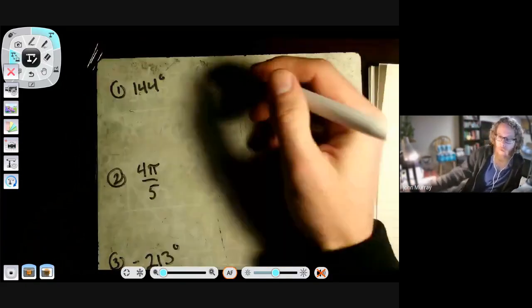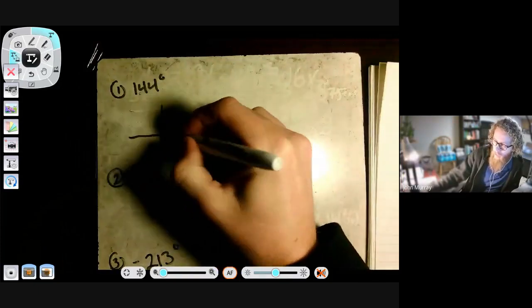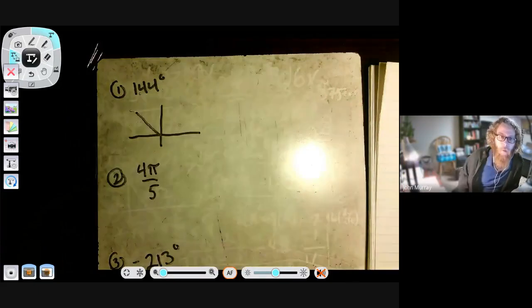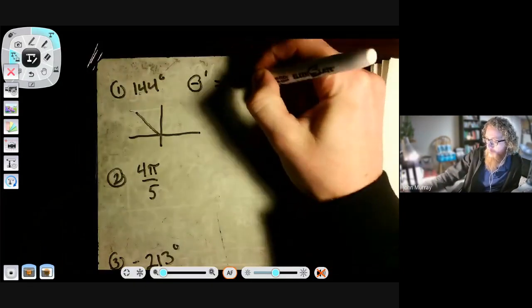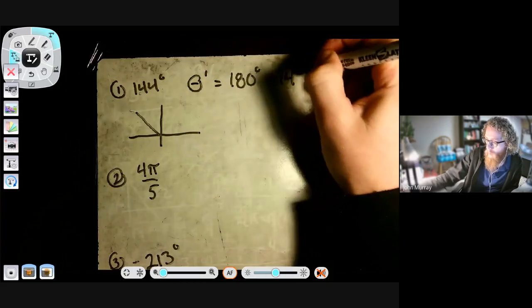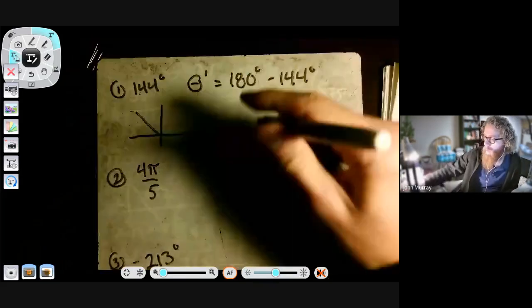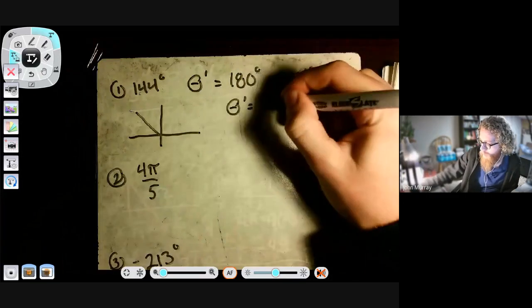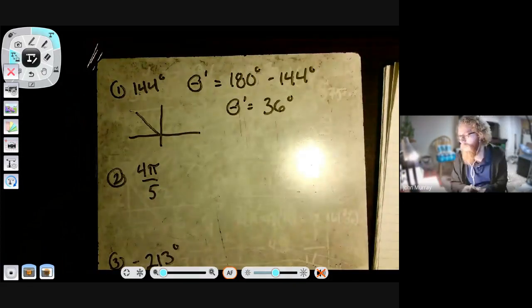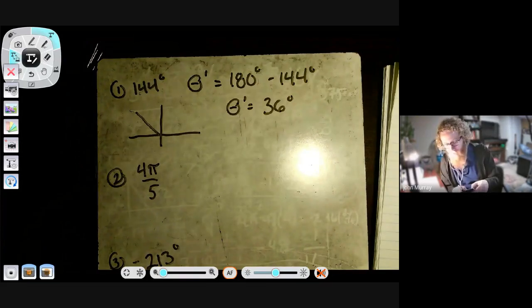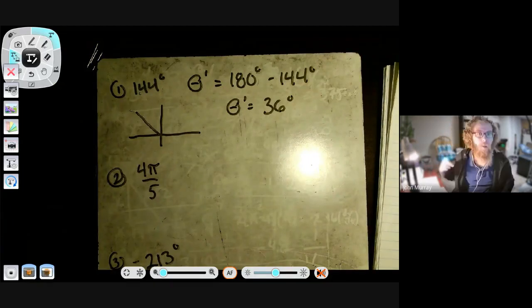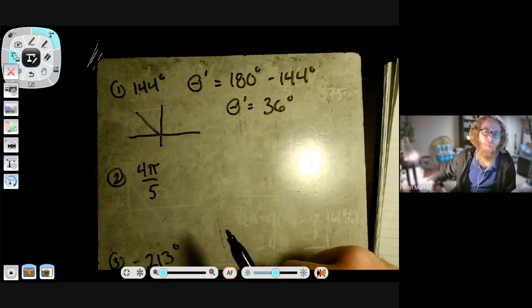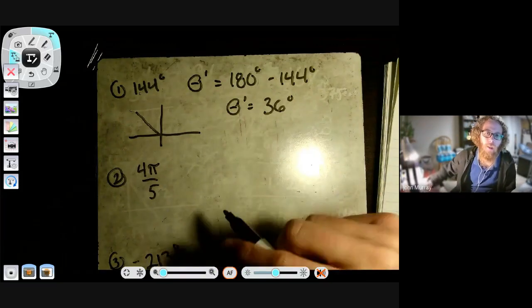All right, so 144 degrees. That will put us in the second quadrant, somewhere over here. So to find our reference angle, we're going to do 180 minus 144, and that will get us 36, I believe. 36 degrees would be our reference angle. Let me just double check. Yes, 36. All right, so straightforward, 180 minus 144 gets us 36, right?